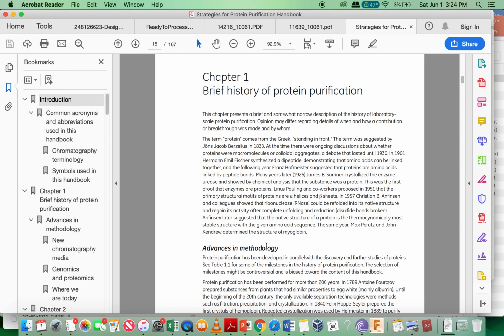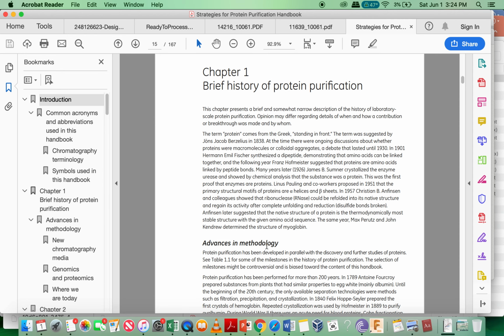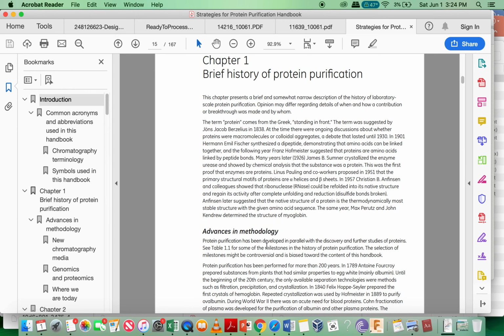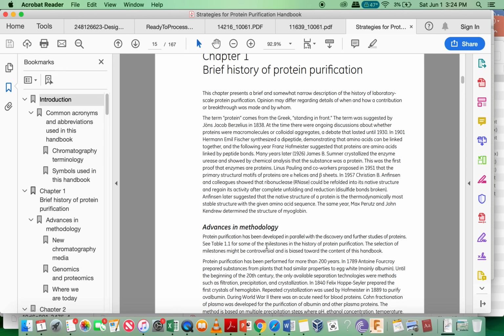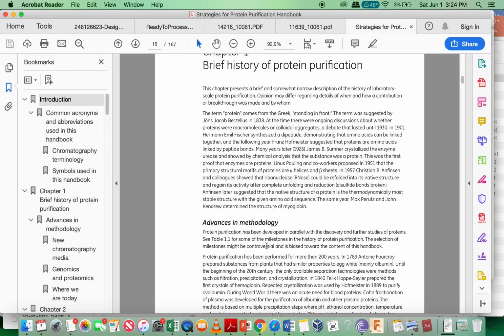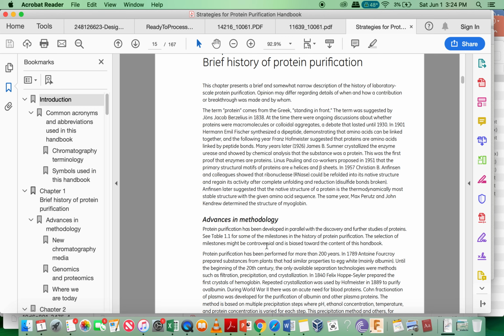This chapter presents a brief and somewhat narrow description of the history of laboratory scale protein purification. Opinion may differ regarding details of when and how a contribution or breakthrough was made and by whom. The term protein comes from the Greek, meaning standing in front. The term was suggested by Johannes Jacob Berzelius in 1838.